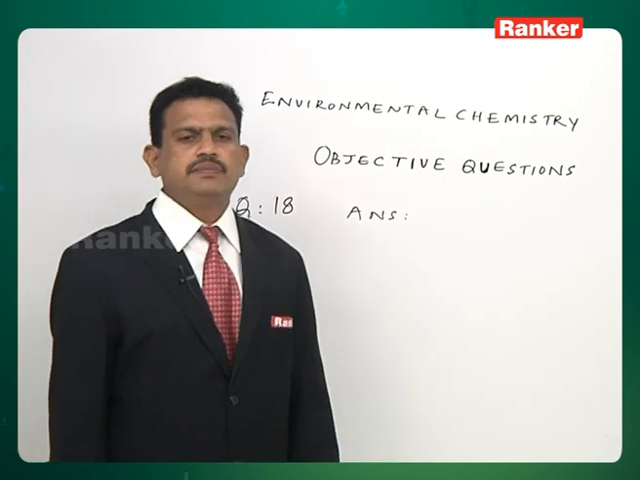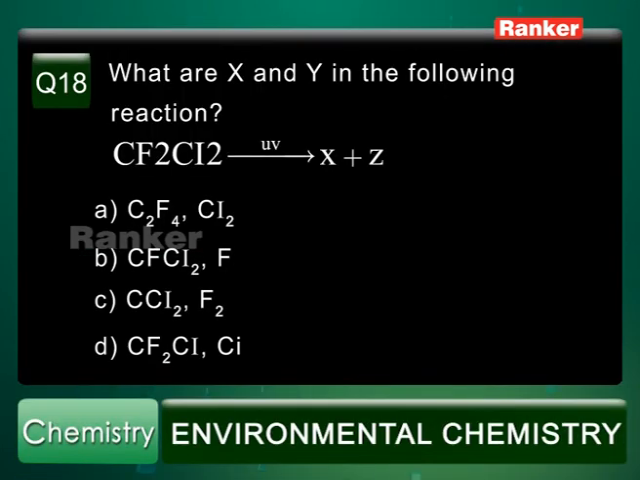Question number 18. What are X and Y in the following reaction? Question was like this: CF2Cl2 chlorofluorocarbon freon, in the presence of ultraviolet radiation, gets decomposed into X and Y. What are X and Y in the reaction? That was the question here. Options: A, tetrafluoroethene, that is C2F4 and Cl2, B, dichlorofluoromethane, that is CFCl2 and fluorine, option C, dichlorocarbene and fluorine, option D, chlorodifluoromethane and chlorine.